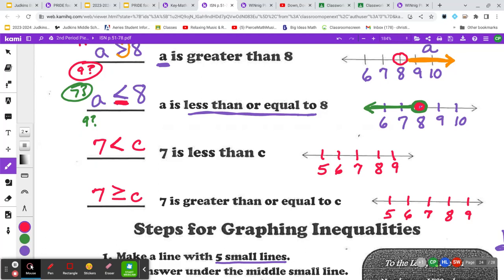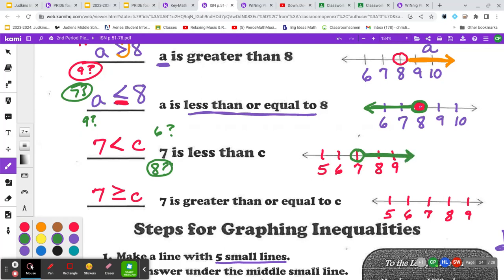7 is less than C. Class, is this going to be an open circle or filled in? Open. It doesn't have the crayon. Open circle. And which way are you going to shade? To the left or the right? To the right. 7 is less than C. So could C be 6 or could C be 8? Yes, it could be 8. So this is the answer. So that's the side you shade. That's you testing out which side works and bolding in the arrow.